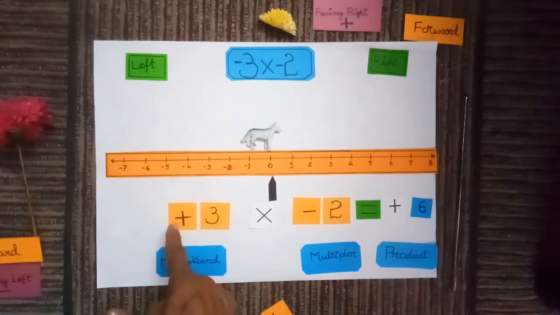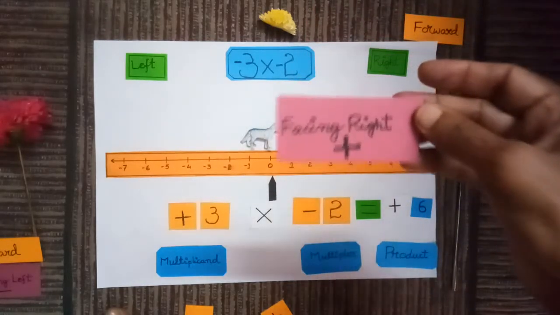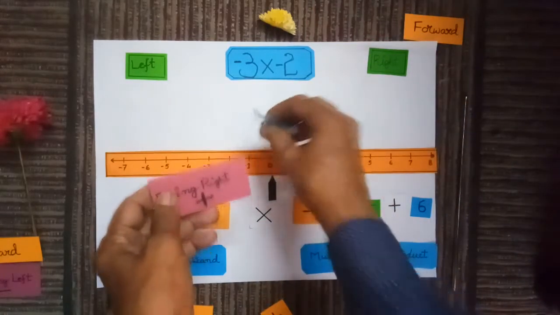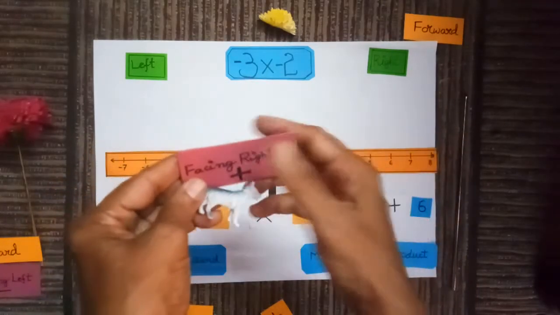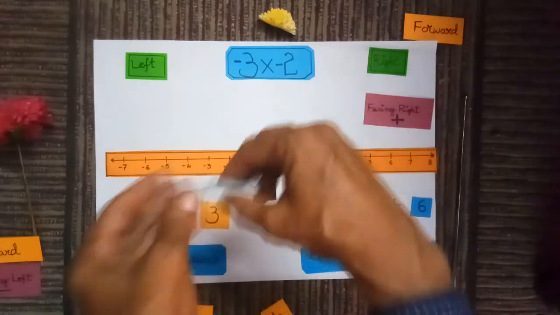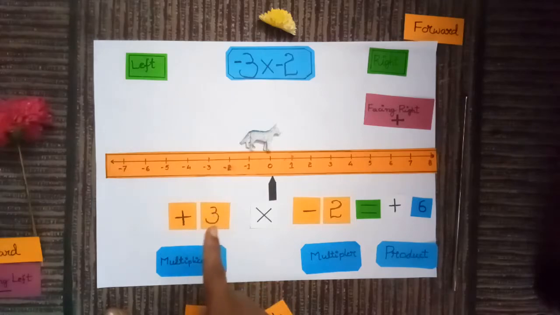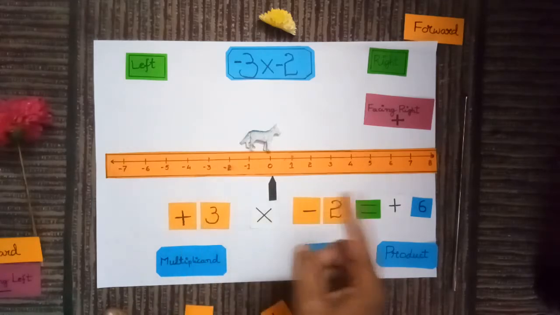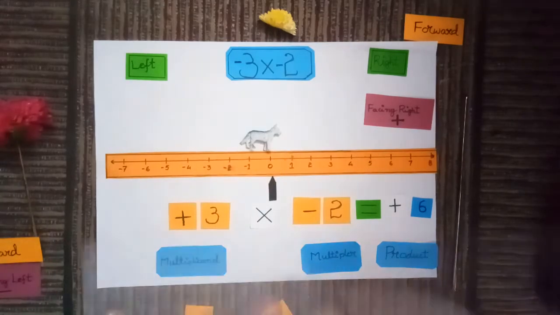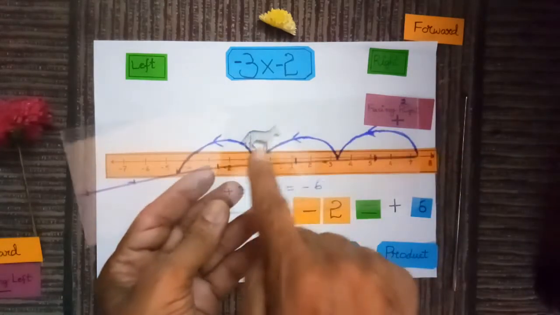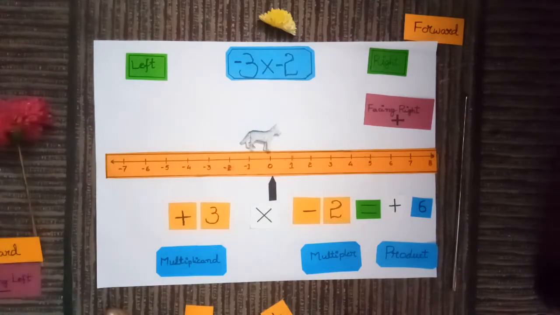So plus 3 means, plus means it is facing the right side. So it is facing right. Okay. The dog is facing the right direction. So right means this side. So this is right direction. Okay. So 3 means it is making 3 jumps. 3 times it is going to hop. So 1 time, 2 times and 3 times, something like this. That is the meaning of this 3.